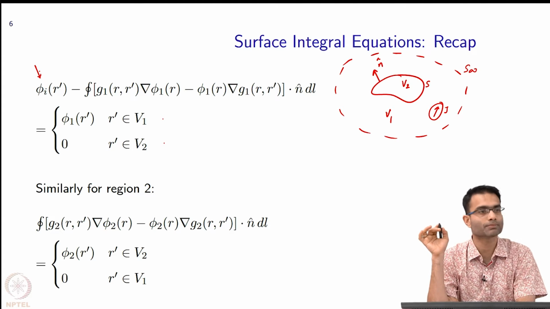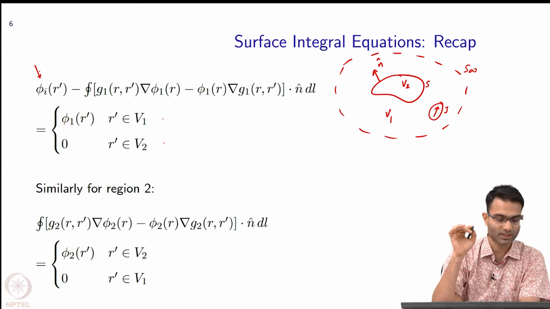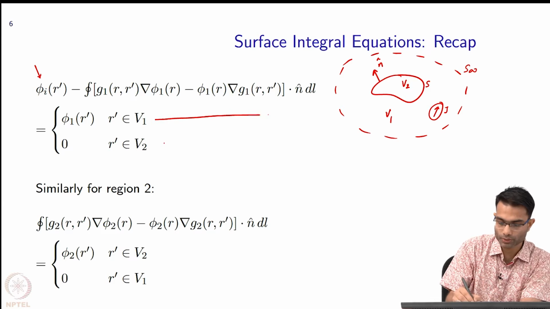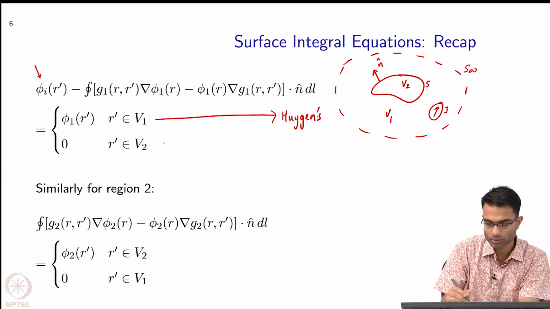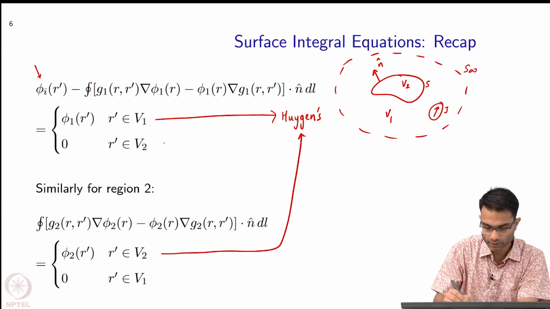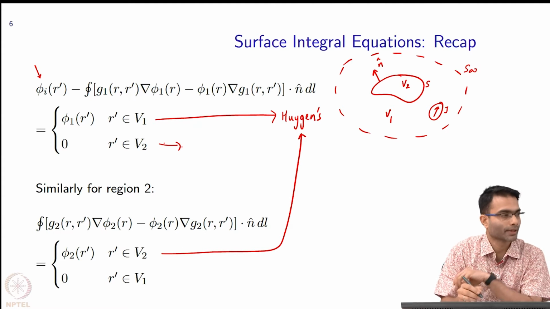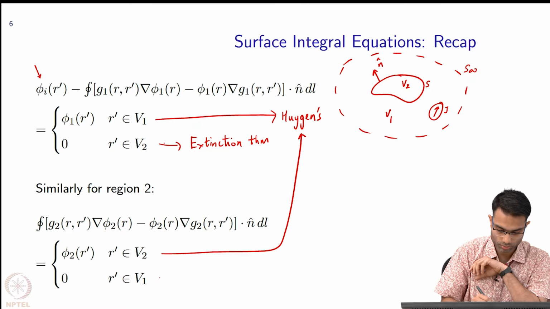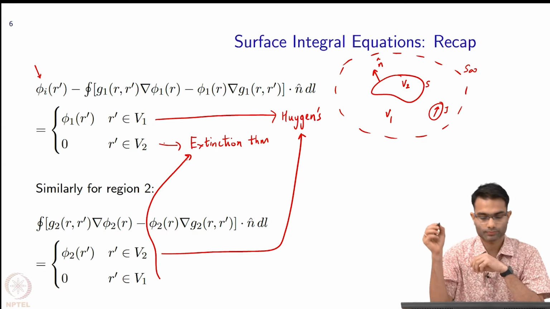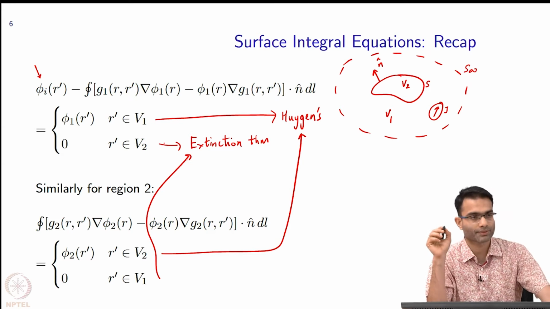We had even given names to these equations. So, the first equation on both sides, what did we call it? Huygens principle. Okay. Similarly for here, and this one we called extinction theorem. Right, so this is just a revision for you.